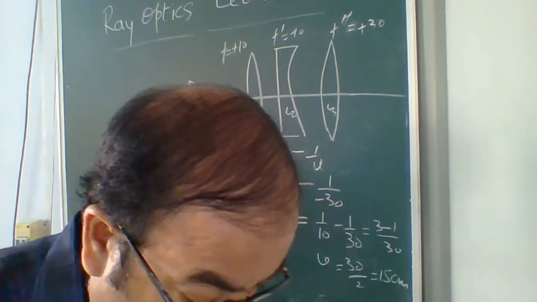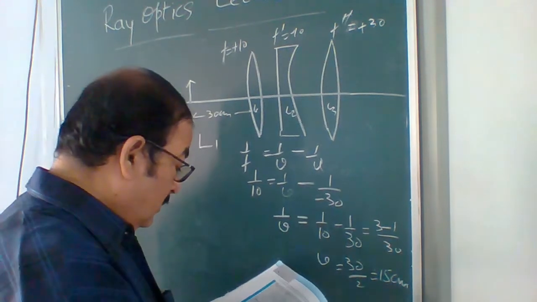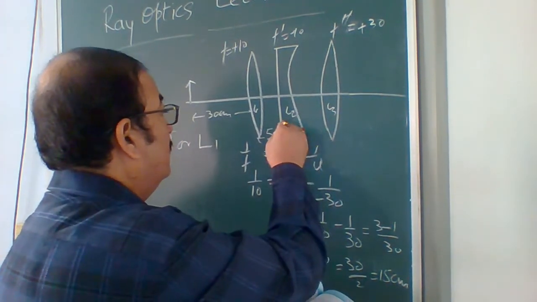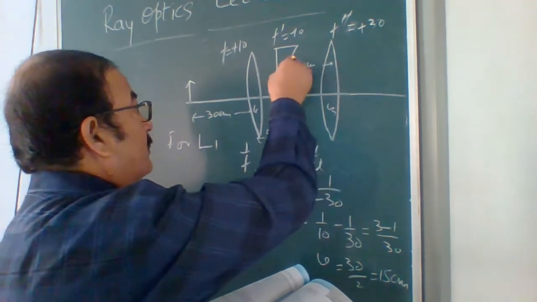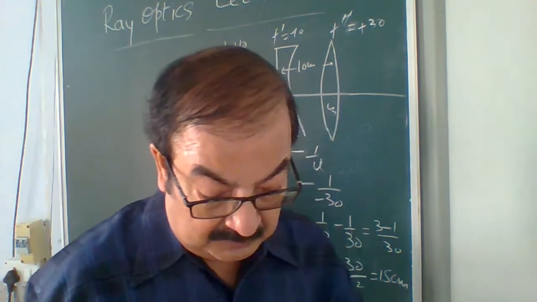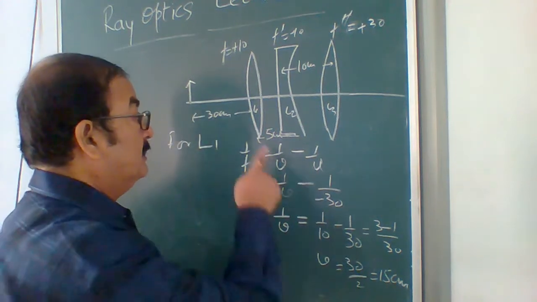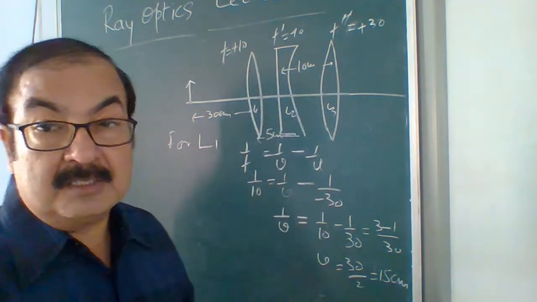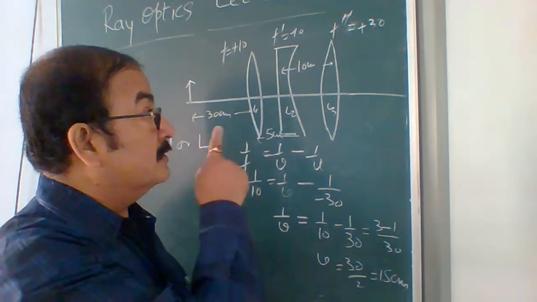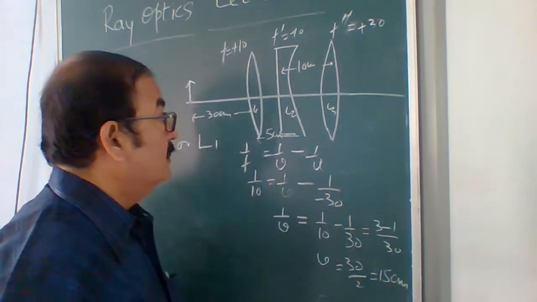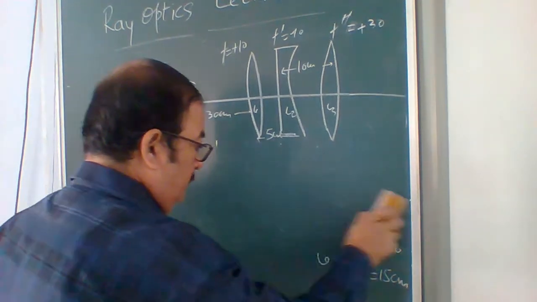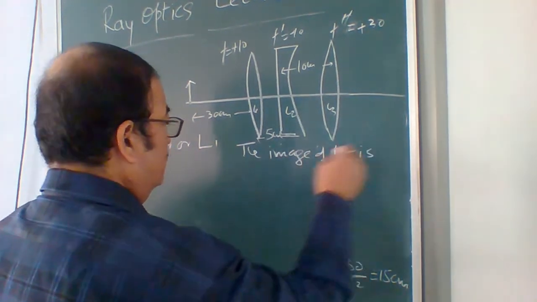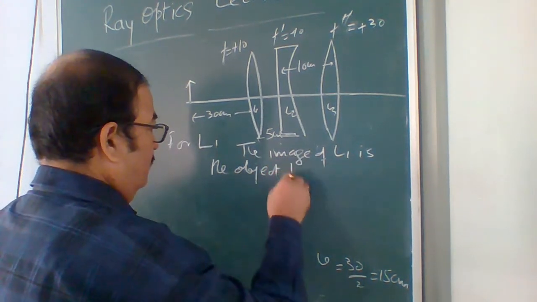Sorry, the distances between the lenses are also given: this is 5 centimeter, and this is 10 centimeter. So the image is formed at 15 centimeters, please note. It is made at 15 centimeters from this. So this lens is at 5 centimeters and another 10 centimeters, so 15 centimeters from here its image is formed. The image is real and that will act as the object for the second lens. The image of L1 is the object for the concave lens.